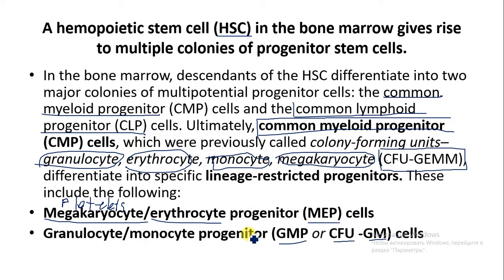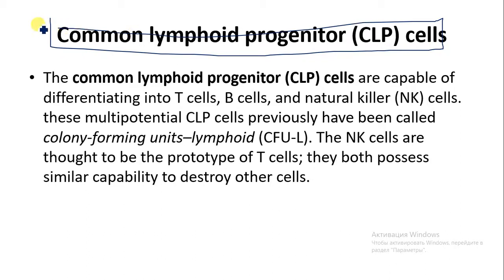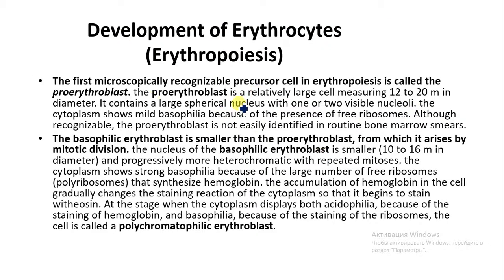Okay, another lineage of cells is known as common lymphoid progenitor. Common lymphoid progenitor cells are responsible for formation of lymphocytes, and there are three types. We discussed it before: T cells, B cells, and NK cells, natural killer cells, and they produce their own respective progenitors: T cell progenitor, B cell progenitor, and NK cell progenitor. So let's talk about erythropoiesis.